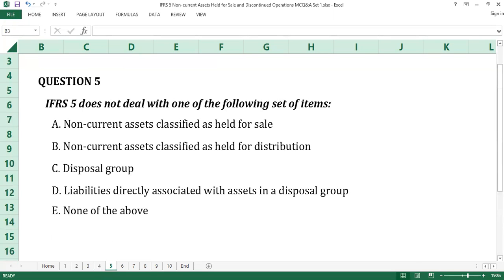Question number 5. The answer to question number 5 is E. None of the above. IFRS 5 non-current assets held for sale and discontinued operations deals with non-current assets classified as held for sale, non-current assets classified as held for distribution, and disposal group, which include liabilities directly associated with assets in a disposal group. E is the answer to question number 5.